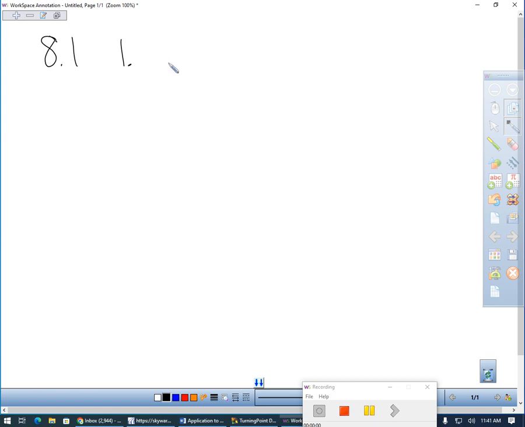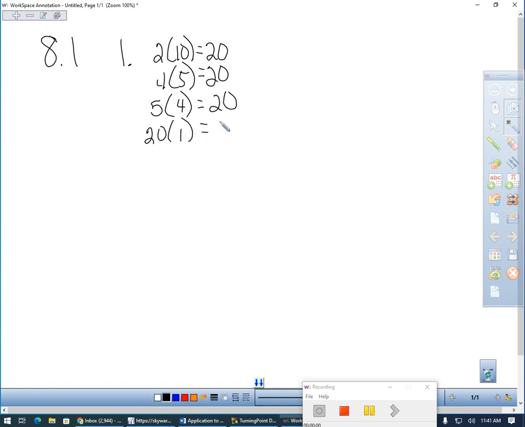So we take x times y, so 2 times 10 equals 20. We have 4 times 5 equals 20. We have 5 times 4 equals 20. And we have 20 times 1 equals 20. So this is an inverse variation. And our equation is y equals k over x, or in this case, 20 over x.